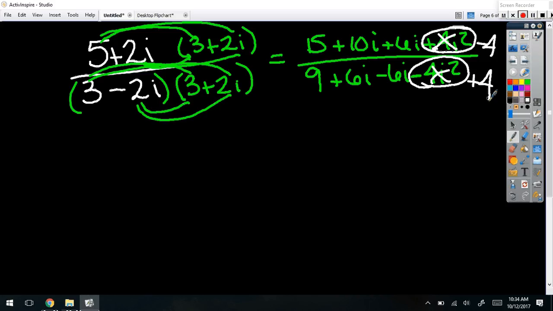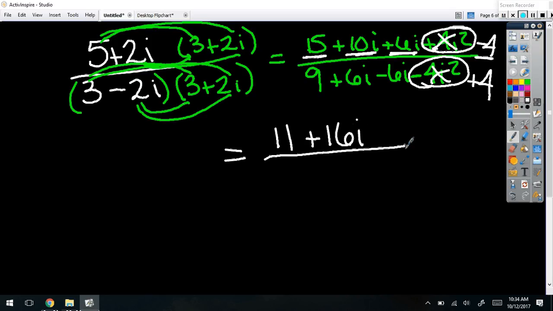All right. Look at the numerator. That's the top. I've got 15 and negative 4, 11. 11 plus 16i. My i's. 11 over 13. Absolutely. The i's cancel here. 9 and 4.